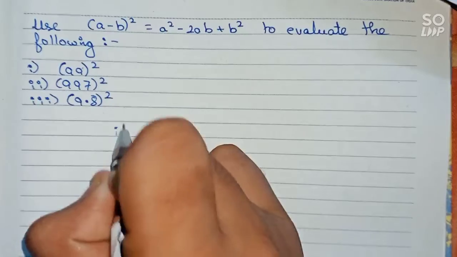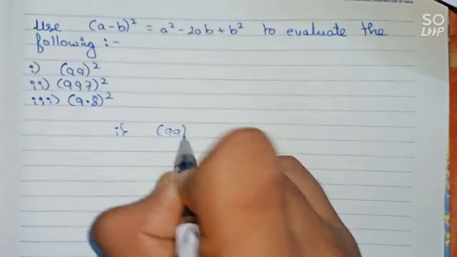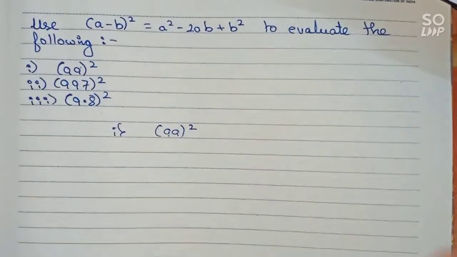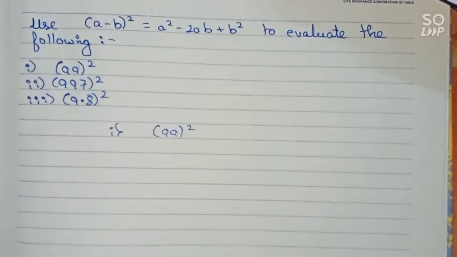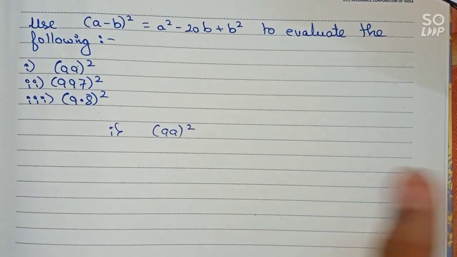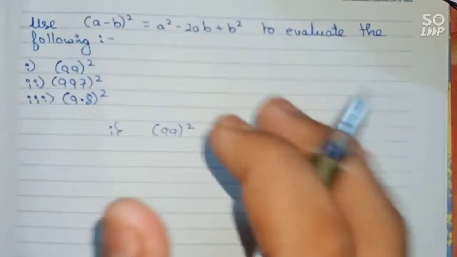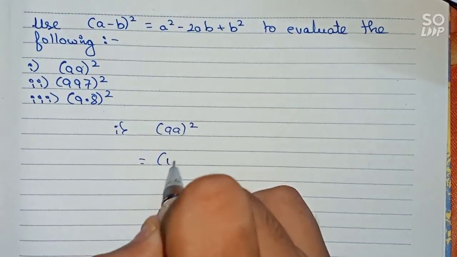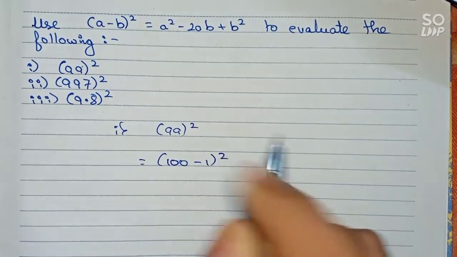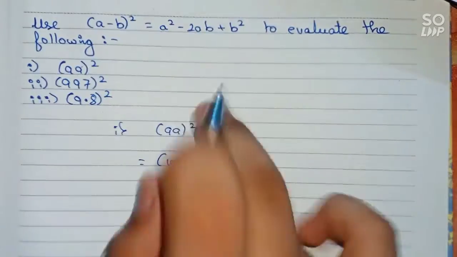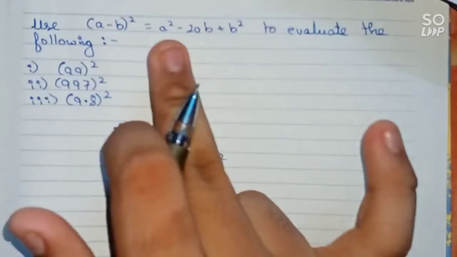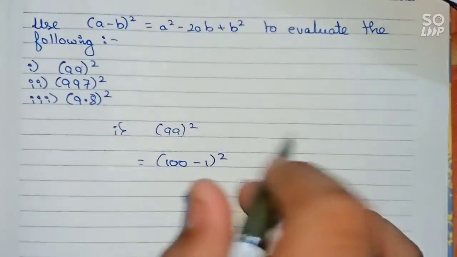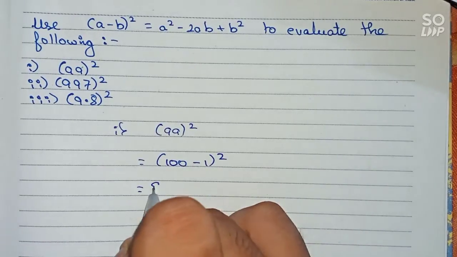So first, number 1 question, it is 99 whole square. That means you have to think of two numbers whose difference is equal to 99. So the first thing that comes to our mind is (100 minus 1) whole square. So 100 minus 1 is 99, that whole square. Now easily you can apply the (a minus b) whole square formula. So put down the formula.